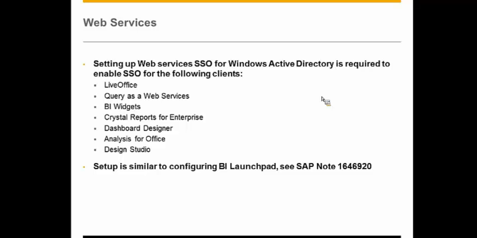And we have a knowledge base article for this, 16469, and essentially you just take usually your SSO options from BI Launchpad and apply them to the web services. The fields are slightly different. It uses a configuration more similar to the 3.1 days, but it works the same way. It requires the same values. You need a service account, a principal, a realm, and passwords, and you're able to get in.